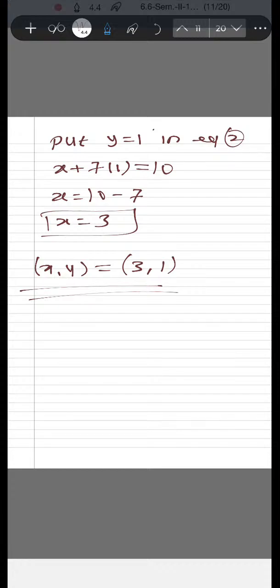Again, x equal to 3, so x comma y is equal to 3 comma y; just simplify it. And this is nothing but the solution of the equations. And this is the substitution method. See students, this is the substitution method, and now we are going to solve the question by using the elimination method.